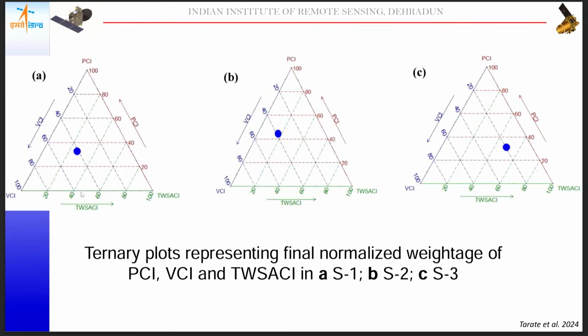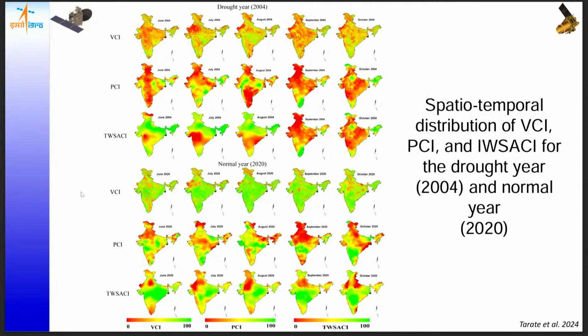That was the ternary plot we plotted based on the final normalization of weightage of PCI, VCI, and TWSSCI in scenarios 1, 2, and 3, and every time your CR value is less than 0.1. Once we generate these maps, you can easily find the variability between a drought year and a normal year. One drought year was 2004 and a normal year was 2020.